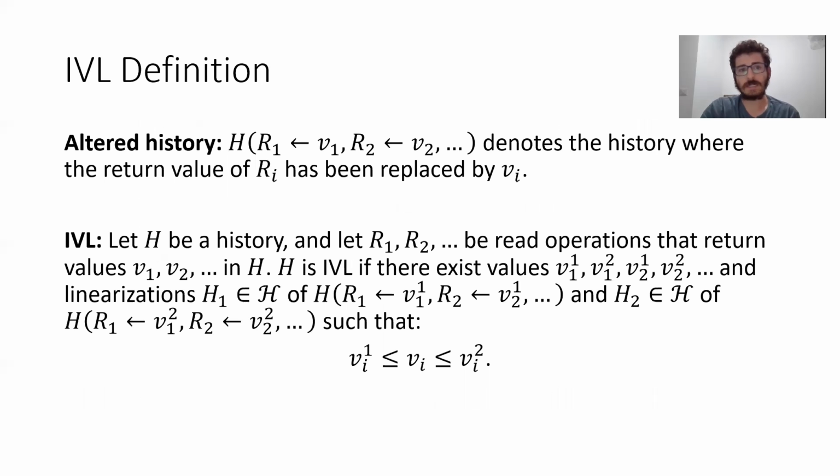Formally, the way we define it is by defining first an altered history, in which we replace the return value of read RI with the value VI. We then take our concurrent execution, build two altered histories, and then linearize these altered histories. The concurrent execution is IVL if there exist values such that for every read RI, the value VI is bounded between values VI1 and VI2, such that VI1 and VI2 are legal return values in linearizations of the altered histories.